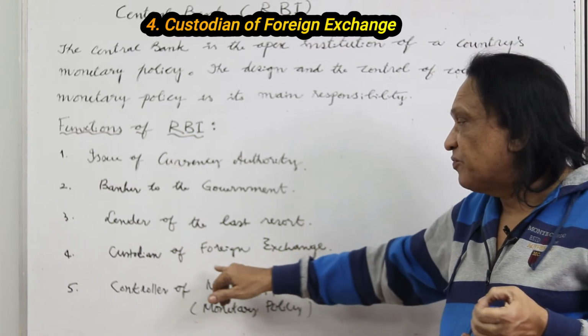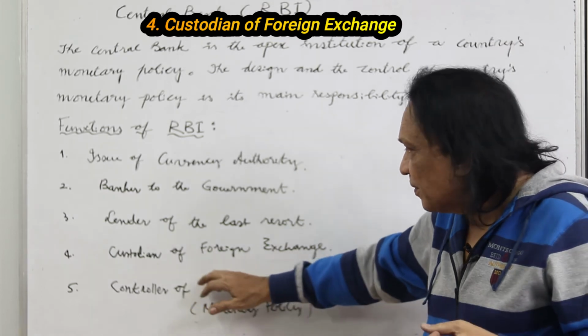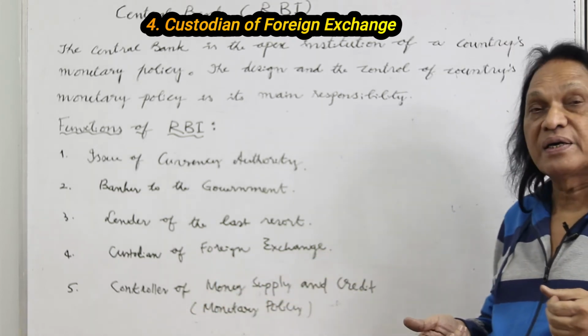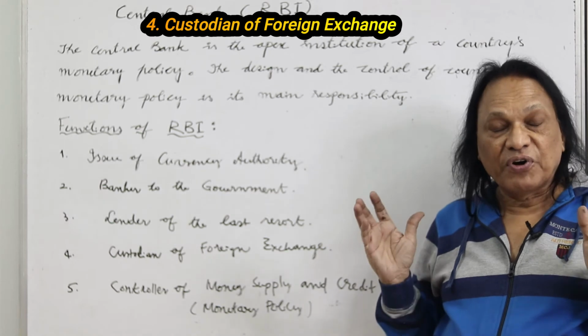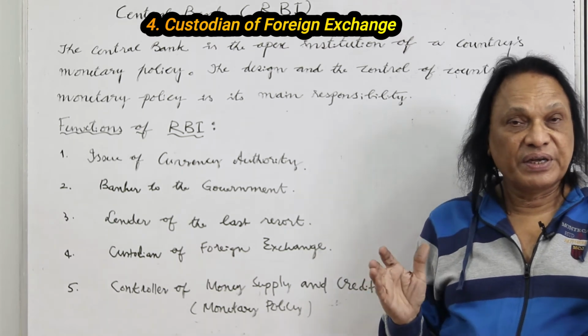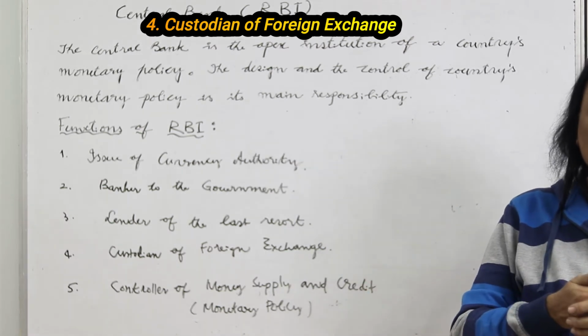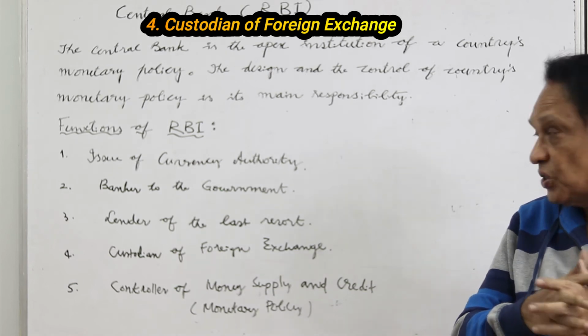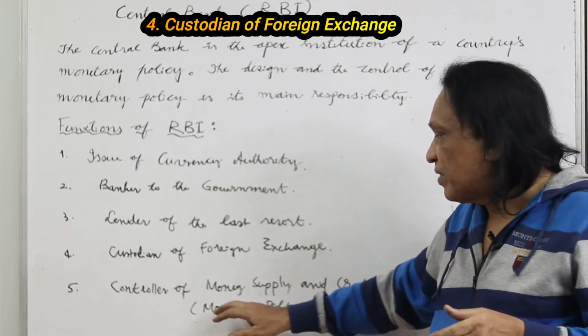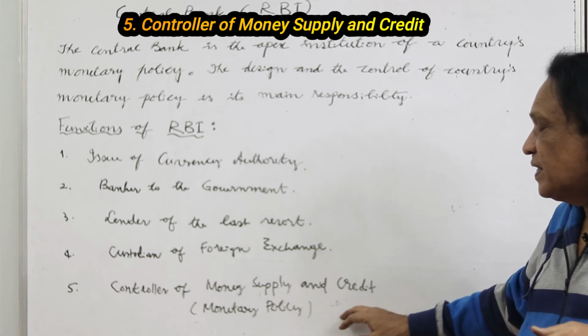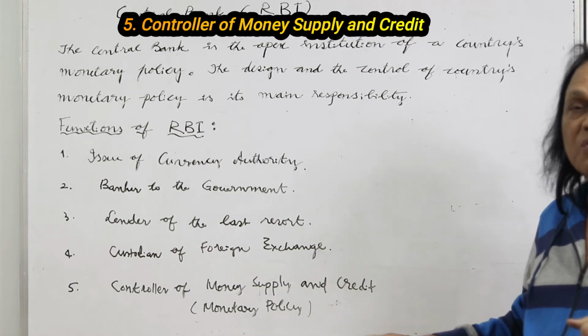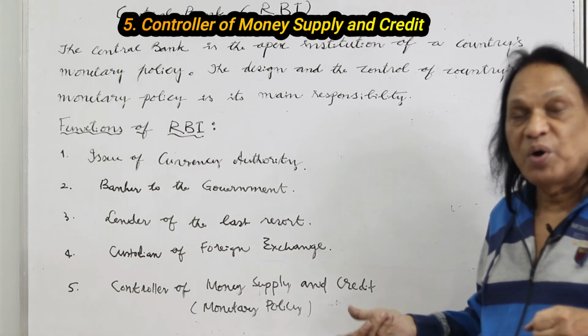And the next point, the fourth point, is custodian of foreign exchange. All the foreign exchange reserves of the country are with the central bank only. It safeguards all the foreign exchange reserves. And the last point, you have controller of money supply and credit. This is nothing but monetary policy. Controller of money supply and credit, monetary policy.